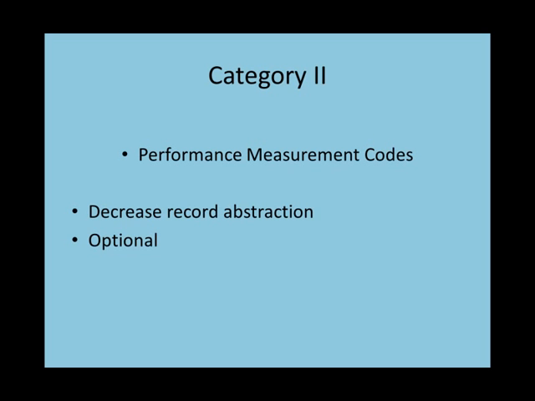Category 2, this is performance measure codes. This decreases record abstraction, and this is also optional. Sometimes it's easier for a physician, or even a medical biller, to pull a category 2 code. It gives a little less information, but it still gives the basis of what the procedure was. This is a little quicker for physicians. This decreased record abstraction means physicians can just look and pull up a code real fast and see what procedure was done or they need to do.